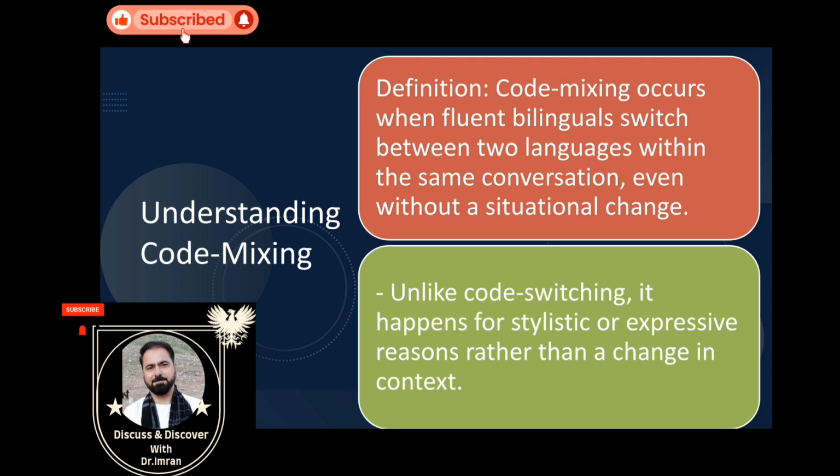If you are not bilingual or multilingual, then you cannot switch from one language to another, and then you can't do code mixing either. So it says that code mixing occurs when fluent bilinguals switch between two languages. For example, you speak English and you speak Urdu, and you switch from Urdu to English or from English to Urdu.